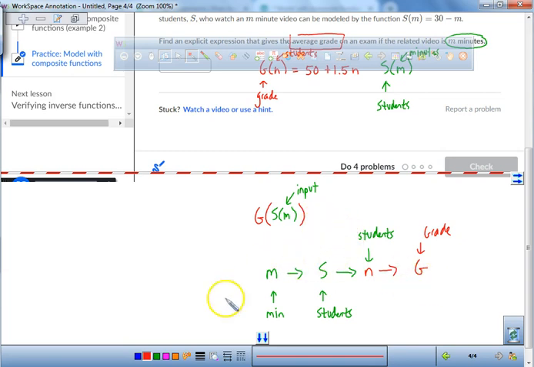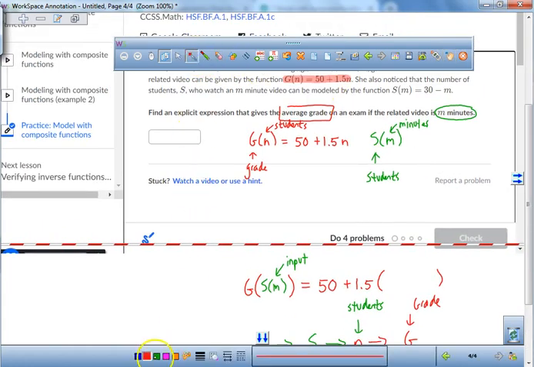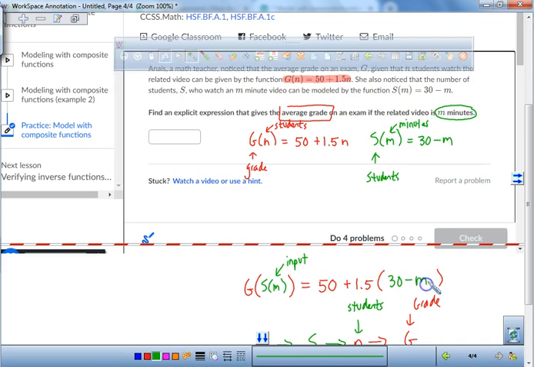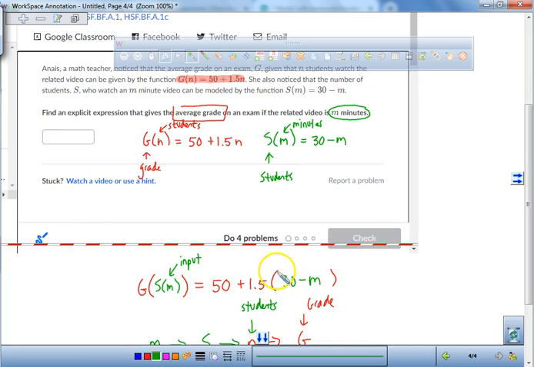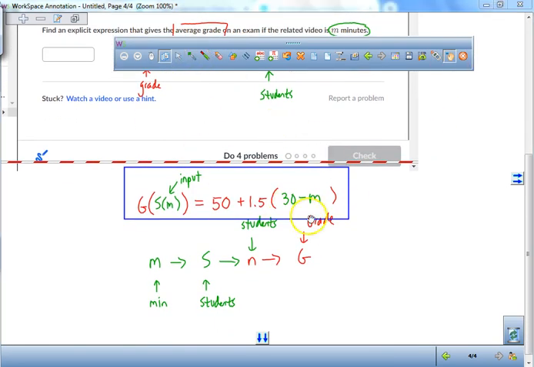So how am I going to write that? I'm going to put 50 plus 1.5. I'm going to open up a big parentheses, and now I'm going to take our function 30 minus M, and I'm just going to plug it in. 30 minus M. I'll box in what we're doing here, if you're getting a little too confused.